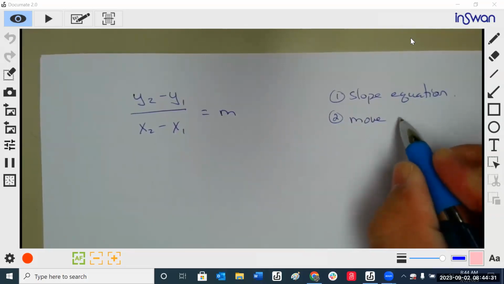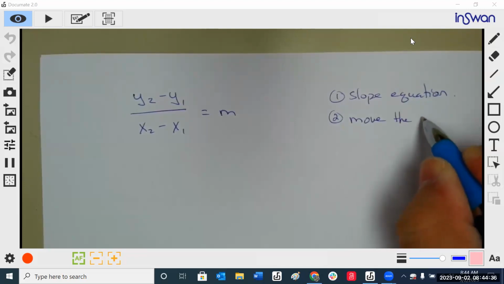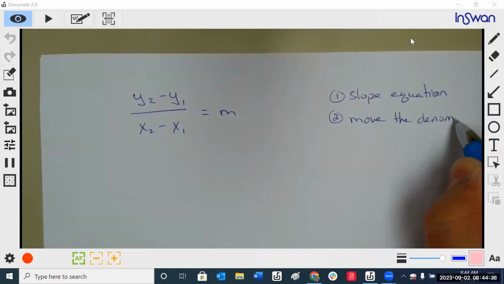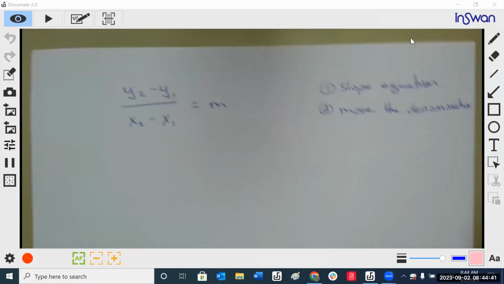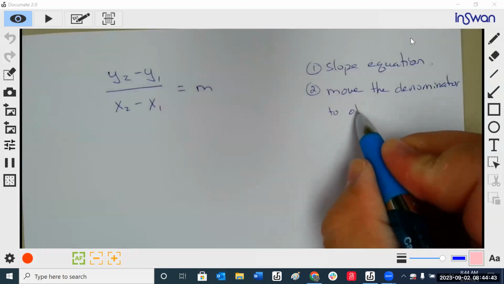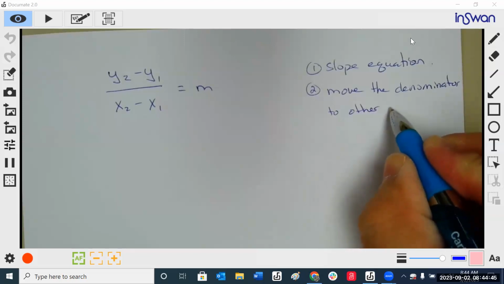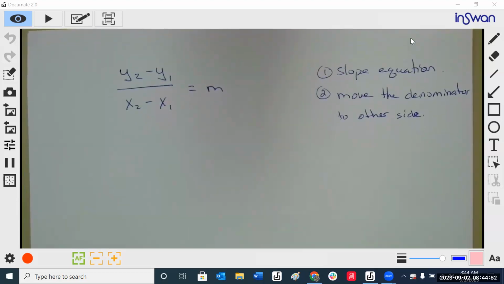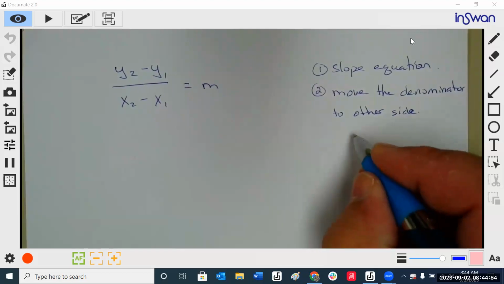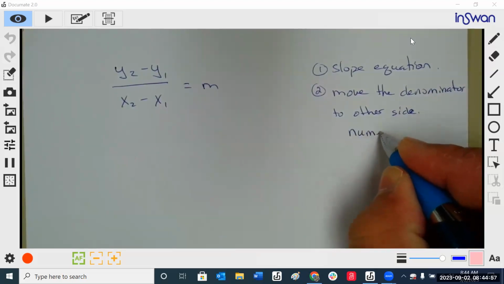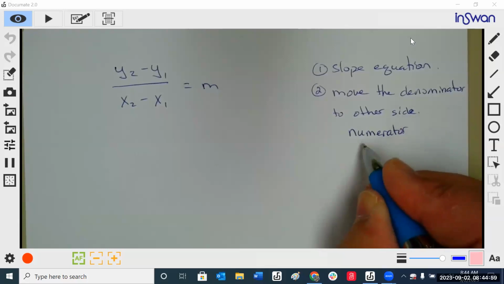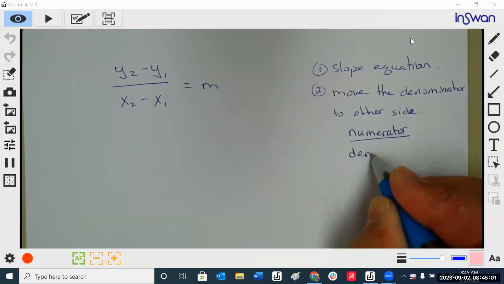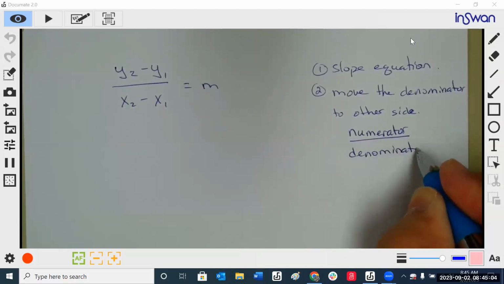The first thing you want to do is move the denominator to the other side. How would I move the denominator? Which is the denominator? Yeah, because the top one is called the numerator. The bottom is called the denominator.